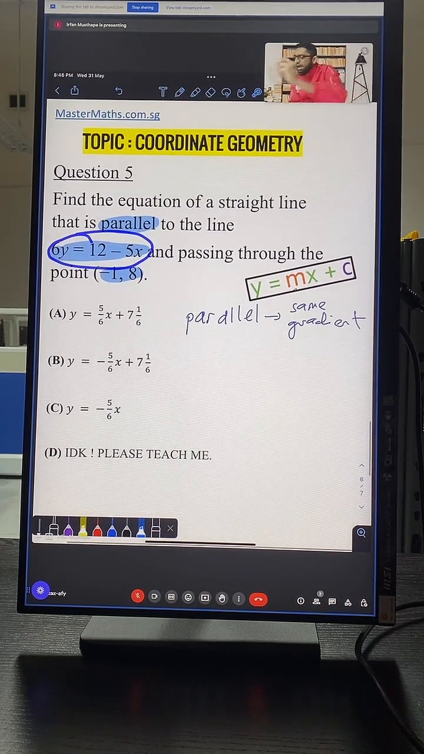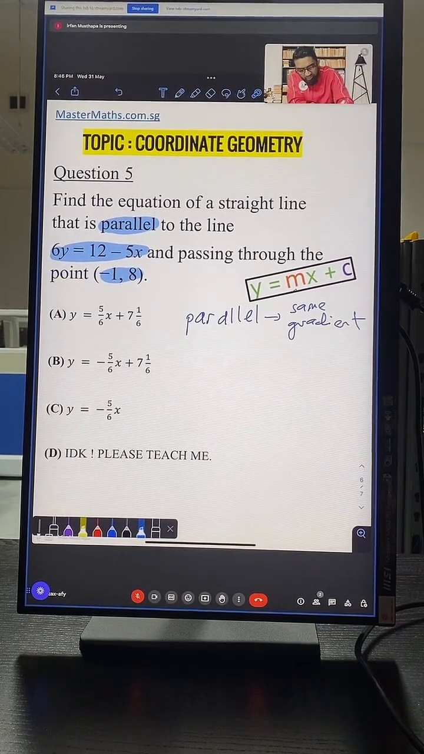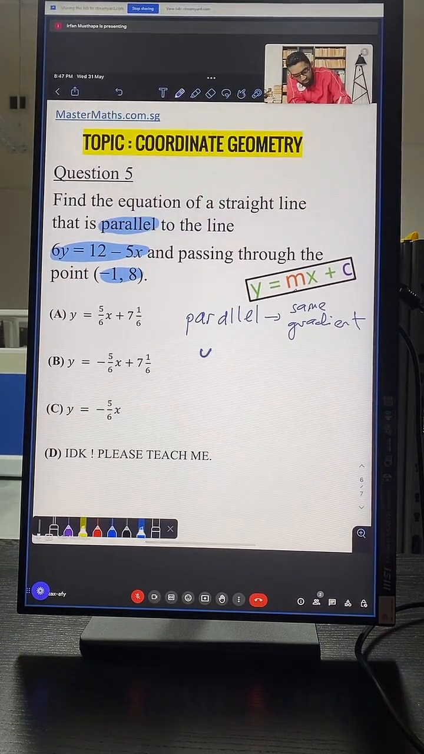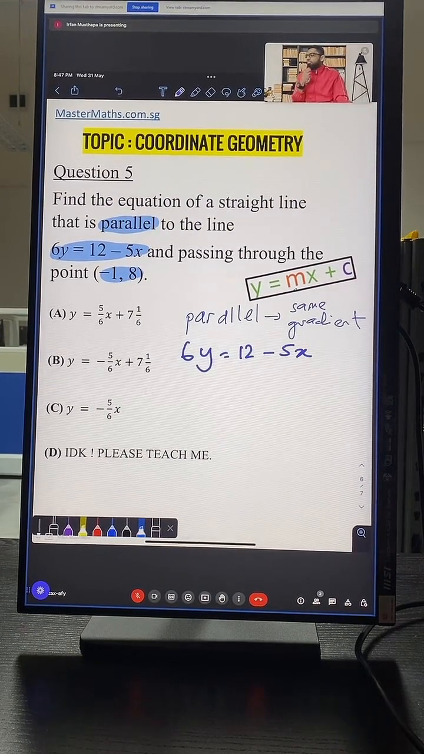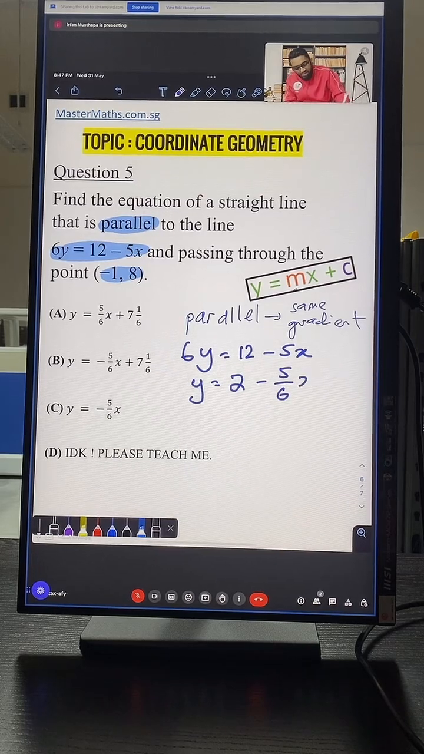My friends, when you have parallel lines, you have the same gradient. So your job, go and find the gradient of this line first. How do I find the gradient? You need to make y the subject again. Okay, 6y equals 12 minus 5x. How do I find the gradient? Make y the subject of this formula. So how do I do that? Divide everything by 6. 12 divided by 6 is 2. 5 divided by 6, 5 over 6x. Rearrange, and you're going to get y equals negative 5 over 6x plus 2.